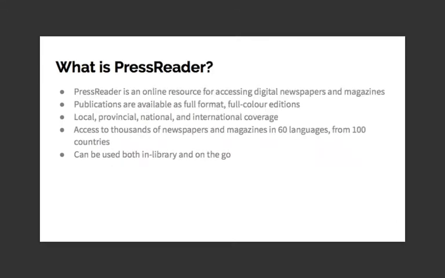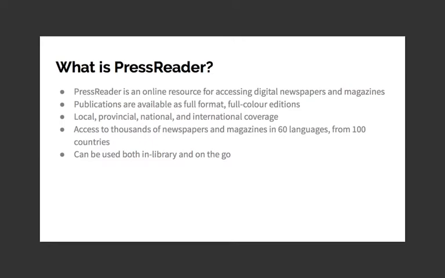So, PressReader is an online resource for accessing digital newspapers and magazines. It has a larger selection of magazines than you might find in our RB Digital resource, for instance. And the really nice thing about it is that publications are available as full format and full color editions. So you can basically open the digital version of the paper that you might be reading with your morning coffee. It has local, provincial, national, and international coverage, which means that you can access the Lethbridge Herald, the Medicine Hat News, but also the Globe and Mail or the National Post or papers from around the world.